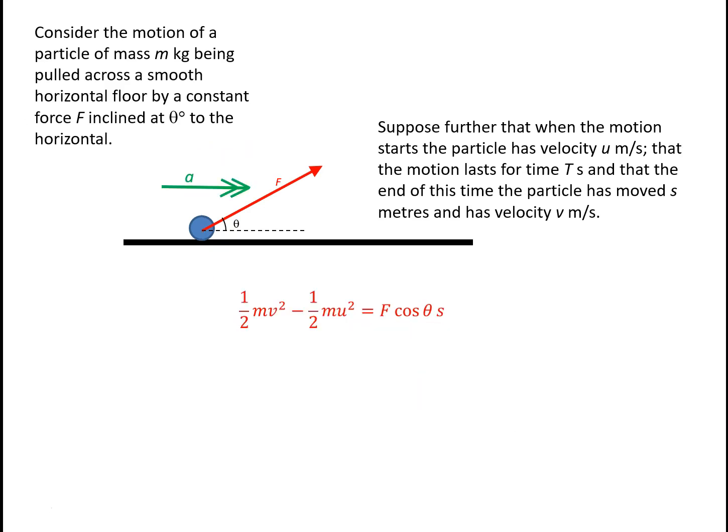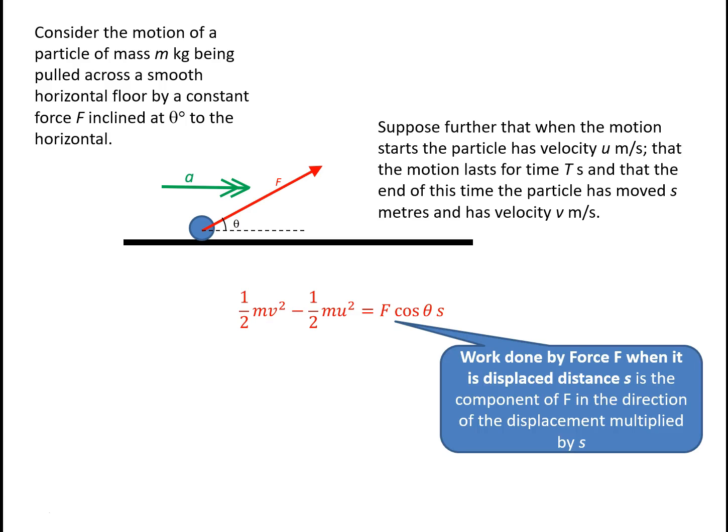So here's the equation again. We've got a half mv squared minus a half mu squared is equal to F cos θ times s. Now F cos θ times s is the work done by the force F when it is moved through a displacement of s, and it is calculated by finding the component of F in the direction of the displacement, that is F cos θ, multiplied by the displacement s.